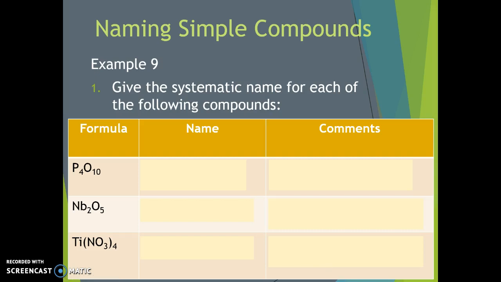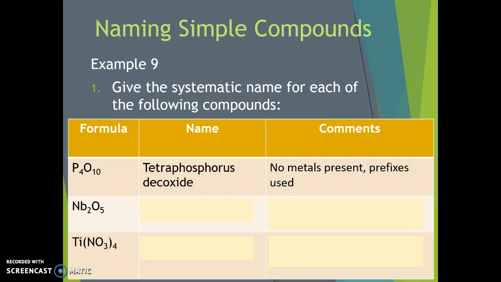All right, putting everything together, P4O10, phosphorus is a nonmetal, which tells me this is a covalent compound, which means we need to use prefixes. The prefix for 4 is tetra, the prefix for 10 is deca, so this would be tetraphosphorus decoxide.